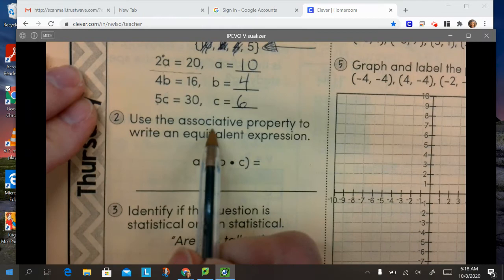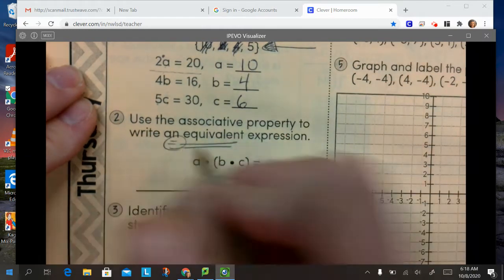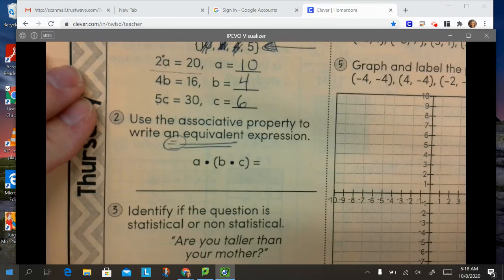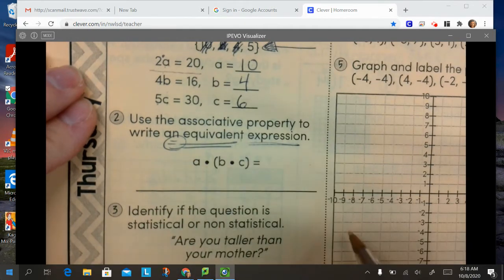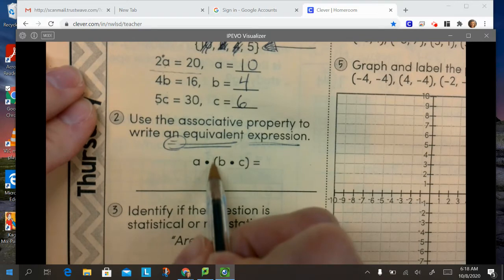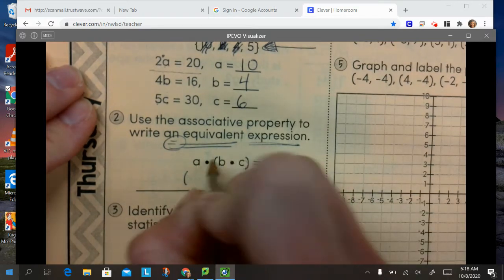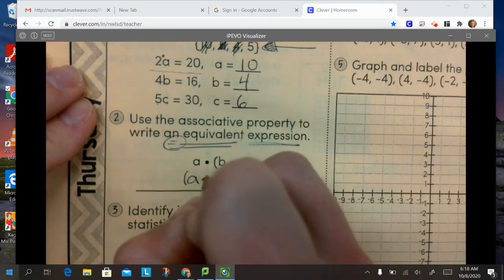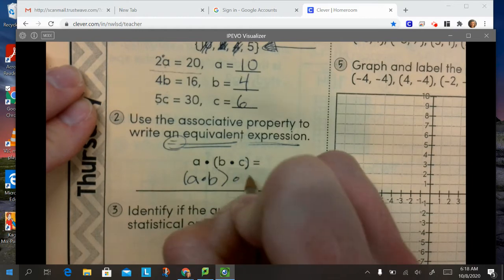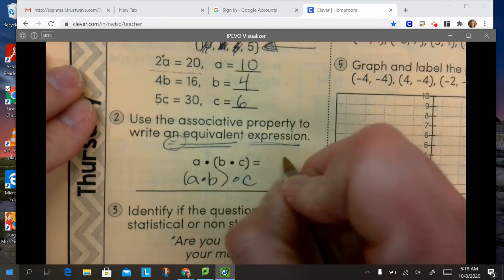All right, the next one's number 2. It says write the associative property to write an equivalent, so that means equal, okay, same thing, just means equal, expression. All right, and if they want an equal expression, all you need to do is move these parentheses over. Instead of A times parentheses B times C, you could put it as parentheses A times B times C. That's the same thing.